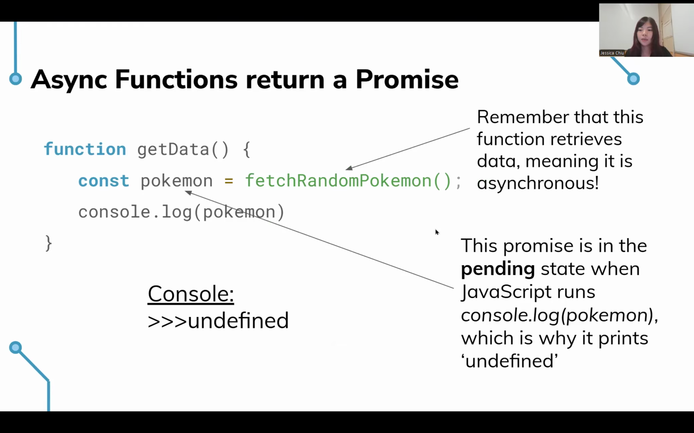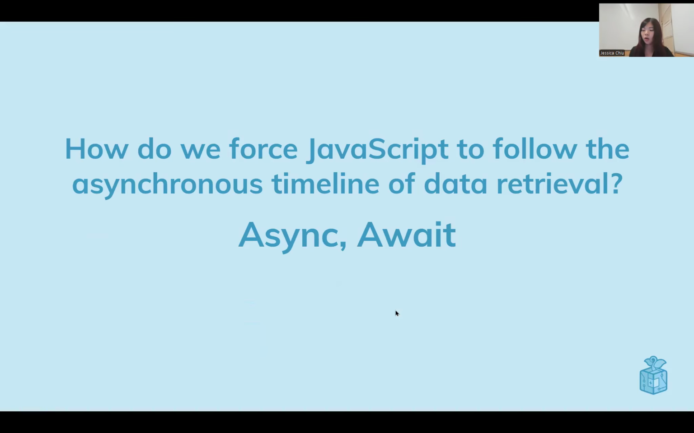Okay. Yeah. Like I said, this promise is in the pending state, so we got undefined. Okay, so how do we fix this? How do we force JavaScript to follow the asynchronous timeline of data retrieval? The way we do that is through these keywords called async and await. So let's modify our example from before so that we actually get a value.